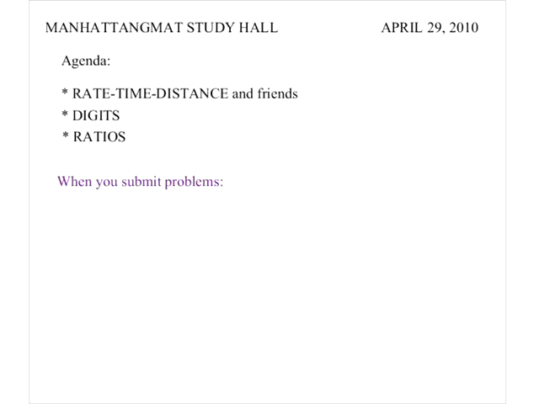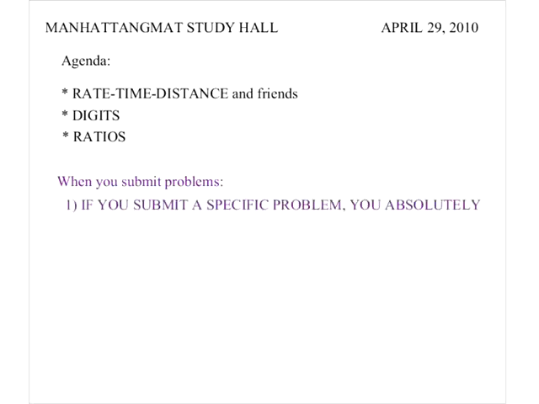The first thing is, if you submit a specific problem, you absolutely, bar none, must quote the source of the problem. We had about 15 people submit problems in the last 2-week interval that had no source, and so we just can't use those. They gave us a question with 5 answer choices, and it looks like a GMAT problem, but we don't know what the source is. Because the issue is that we can't really violate copyright here.